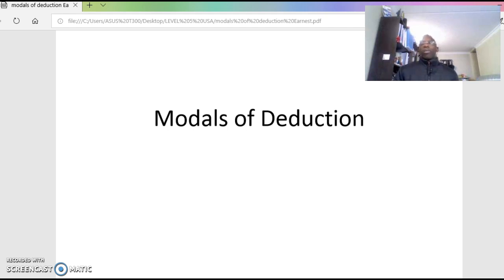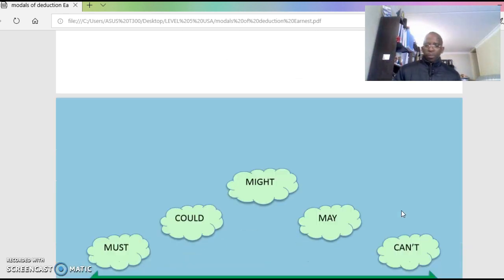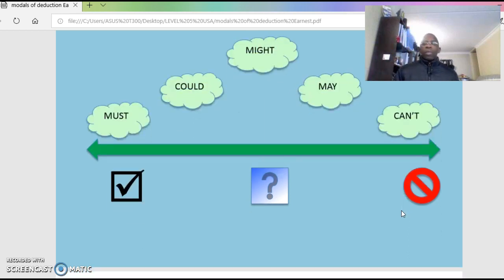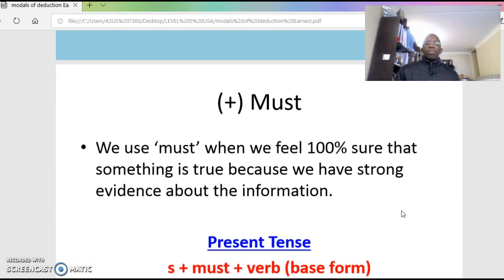In this case, we are going to see that we have 5 modals that are used in the deduction form. As you can see, we have the modals must, could, might, may, and can. Therefore, you are going to realize the different usages of these modals, mostly in the present tense or maybe also in the past tense. And we are going to see which ones can be used in the negative form and which ones can be used in the positive form. To begin with, let's look at the modal called must.